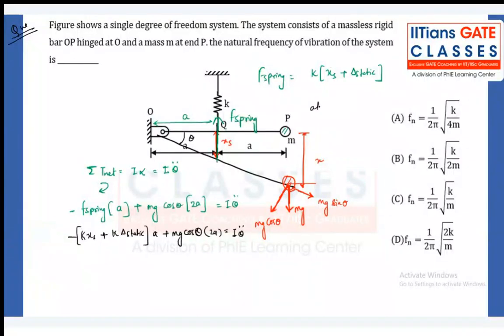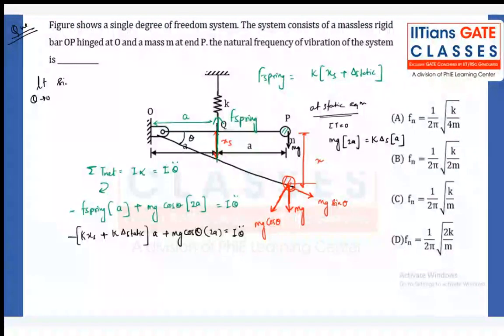Everybody knows that at the static equilibrium position, the net torque has to be 0. Initially, there is an mg force acting in the downward direction, and there was an initial static deflection. So mg into 2a is equal to k into delta static into a. From mathematics, limit theta tends to 0, sine theta by theta is equal to 1. Limit theta tends to 0, cos theta is equal to 1. So mg cos theta can also be written as mg.